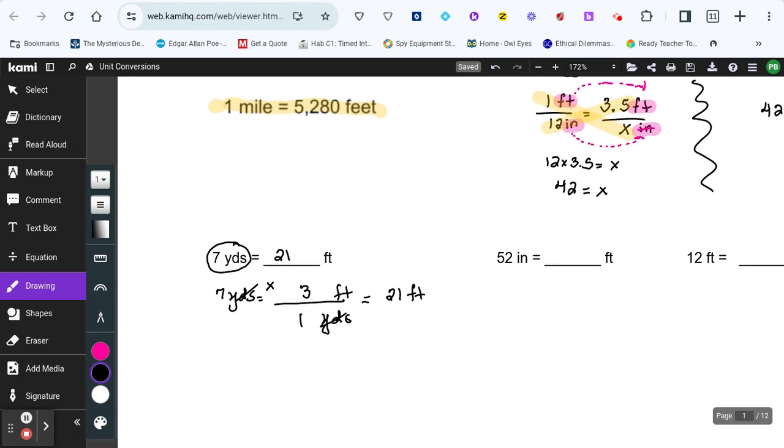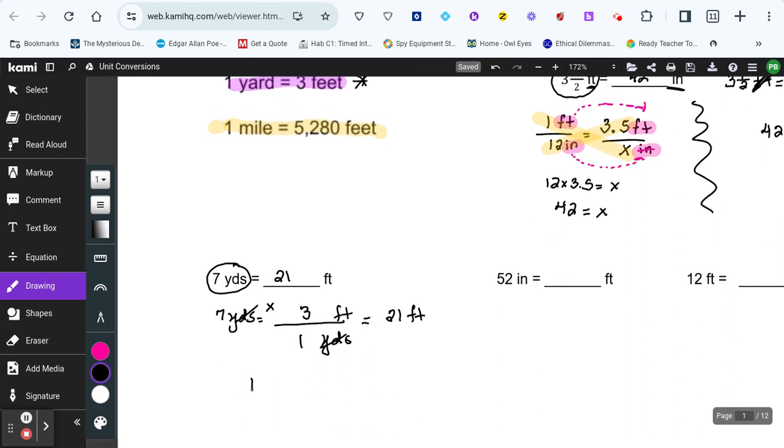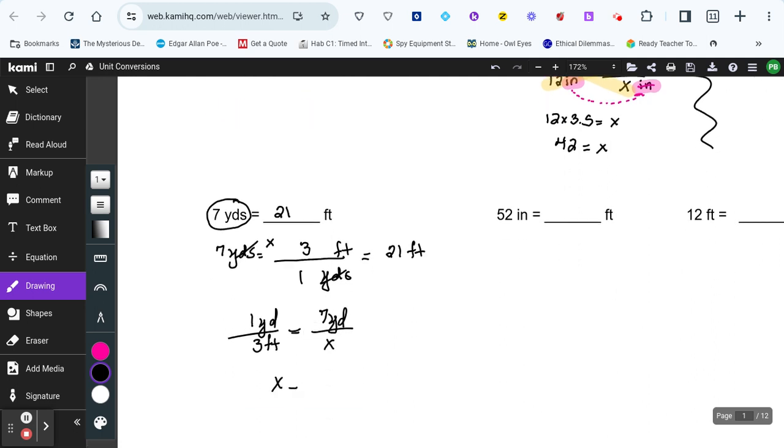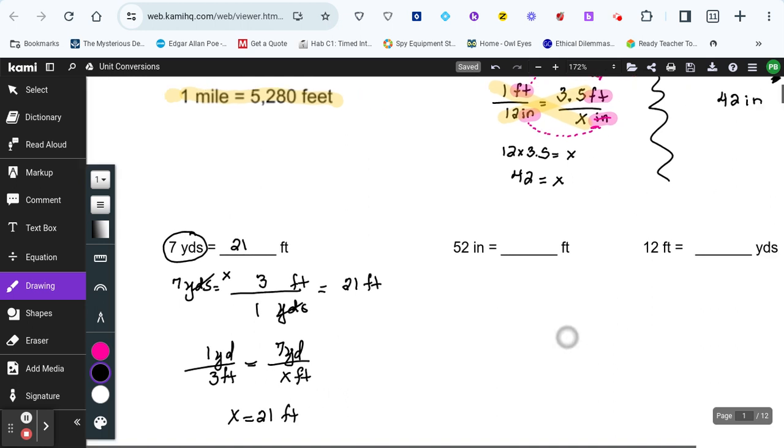I know some people are saying I prefer to do 1 yard over 3 feet and then 7 yards over x feet and then just cross multiply and divide. But I don't like writing all those fractions. I just don't. Okay. But you can do that.